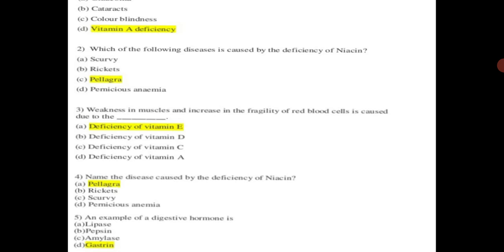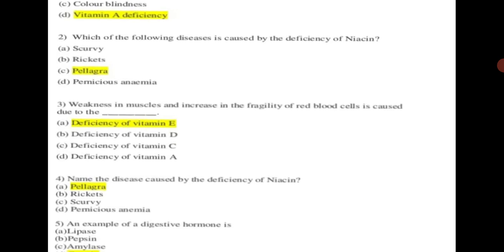And the correct option for question number 5 is gastrin. It is a digestive enzyme. Sorry, it is a digestive hormone, a digestive peptide hormone which is responsible for enhancing gastric mucosal growth, gastric motility and secretion of HCl into the stomach.